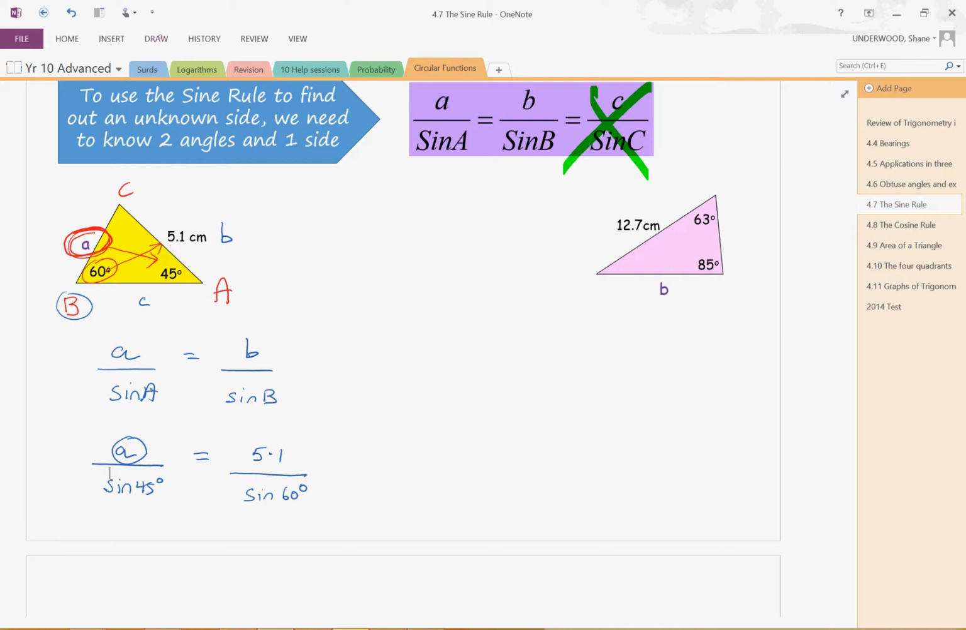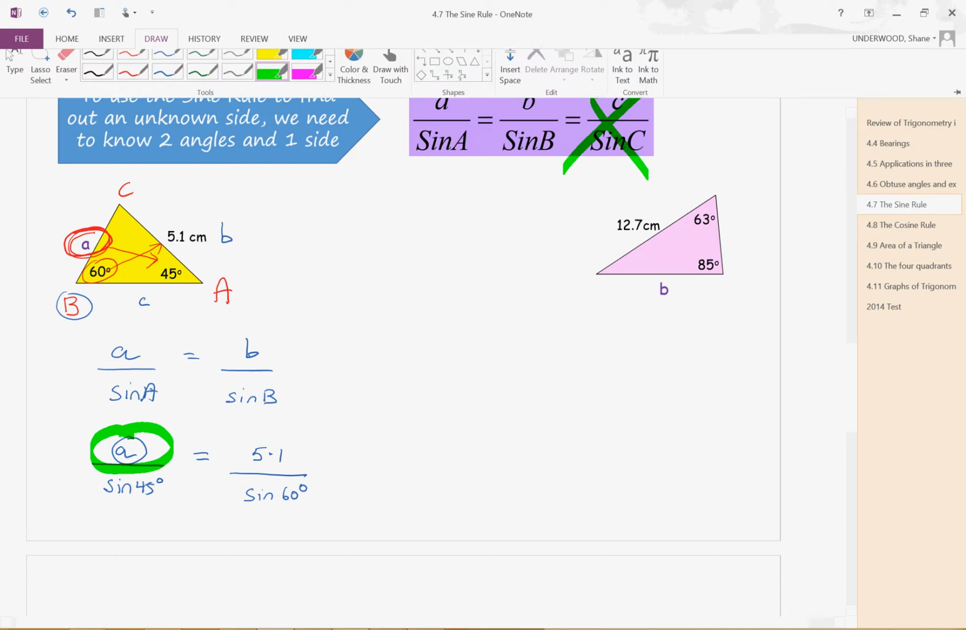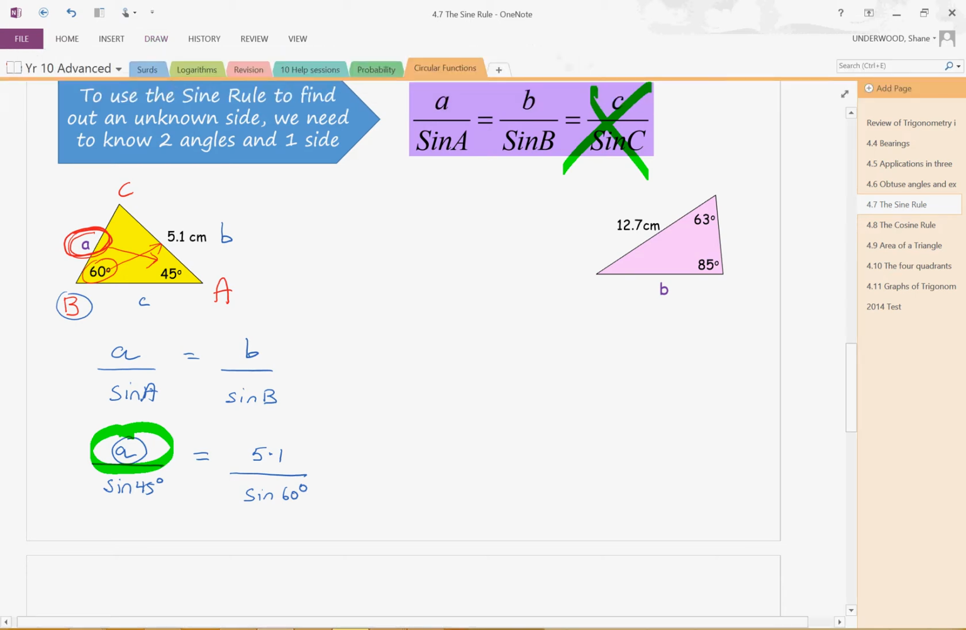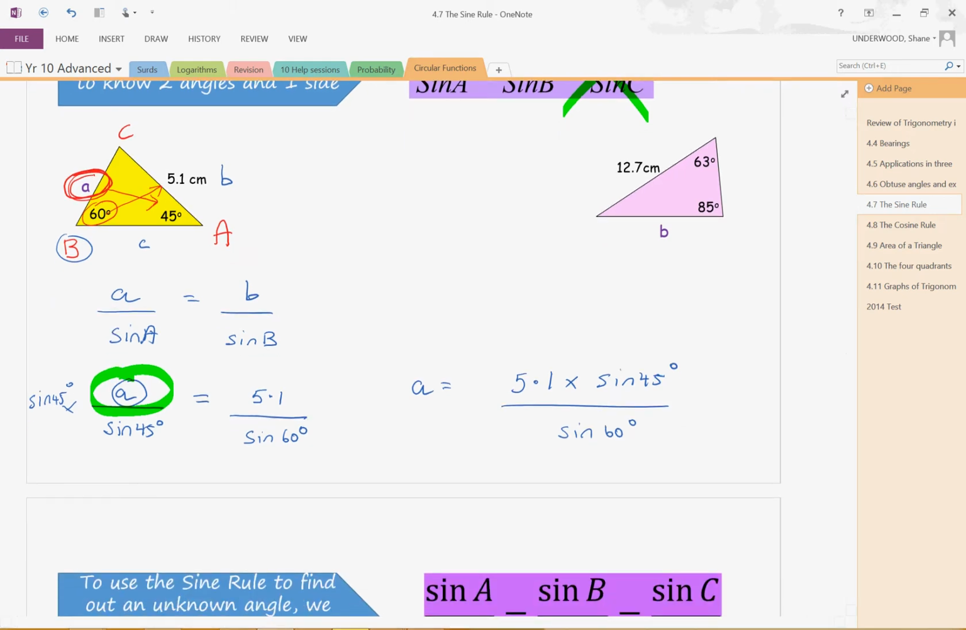I want to solve for A, don't I? So I want to have A by itself. To do that, I multiply both sides by sine 45, because that's going to cancel those out. So A is 5.1 times sine 45 degrees, all divided by sine of 60. So that's one way of doing it, by hand and without a calculator.